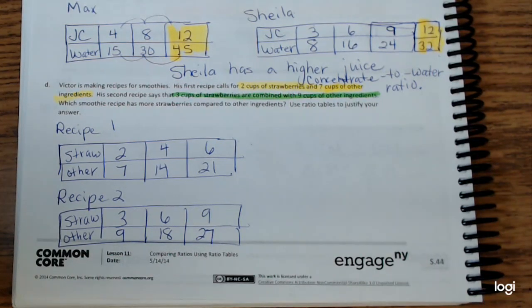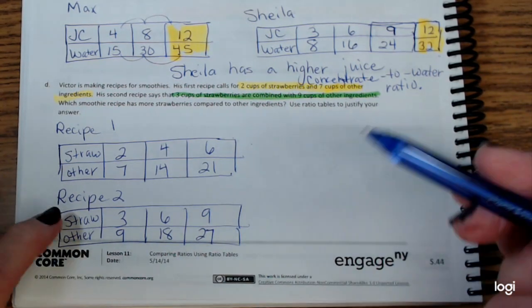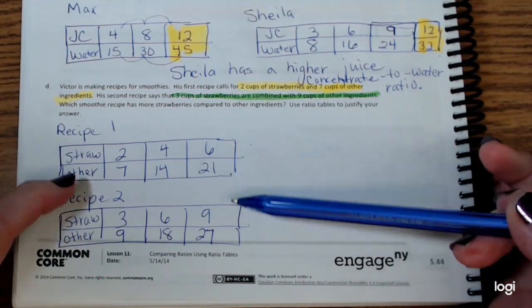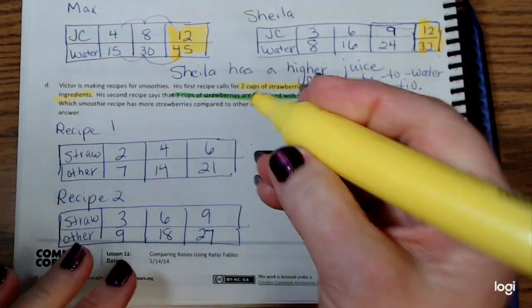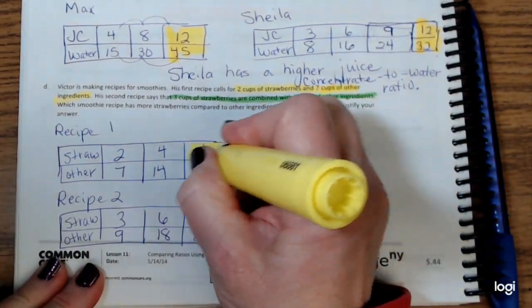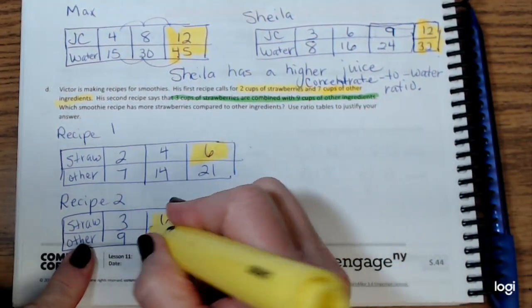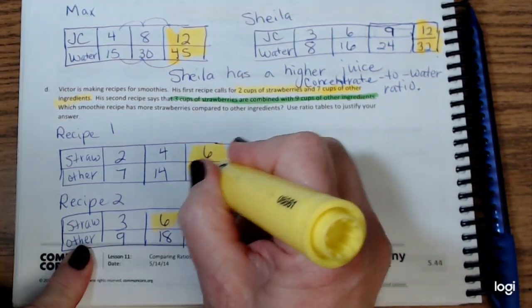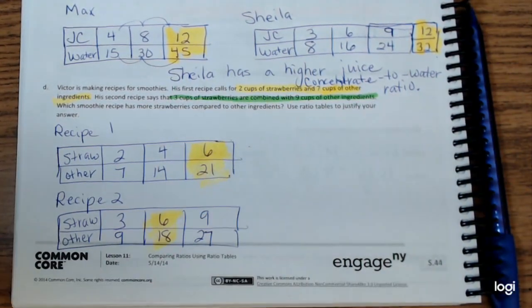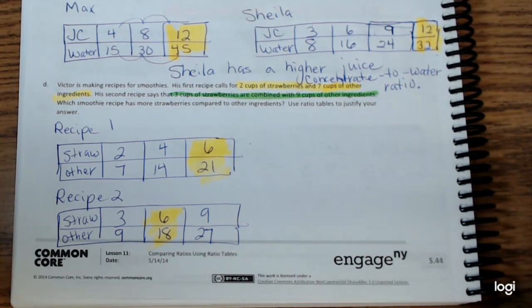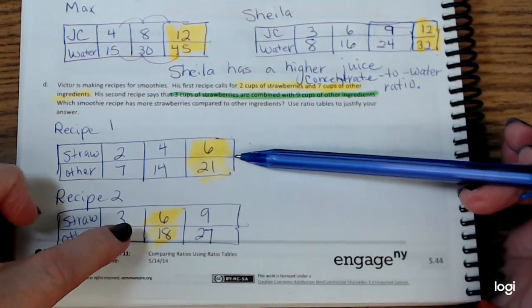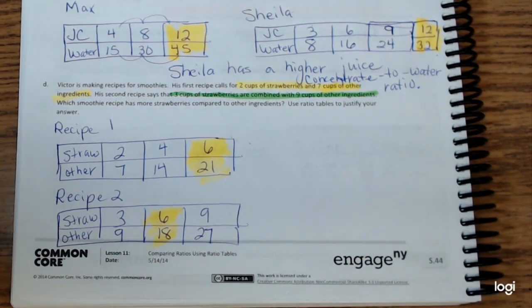Now, look very carefully, and is there something we can compare? Do we have any numbers that are alike? I do see them. I see we have 6 strawberries up here in recipe 1 and 6 strawberries in recipe 2. So let's look at the question. Which smoothie recipe has more strawberries compared to other ingredients? So look carefully and tell me which one.